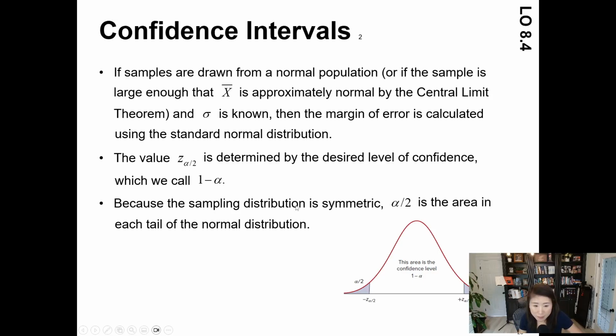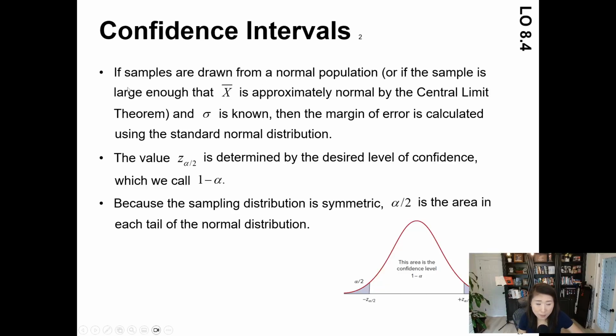Now let's explain a little bit about our z values, because in the last video we just talked about, hey, z value equals 1.64, etc. Right? We didn't explain what these z values are. So let's look at what z value we need to calculate my confidence interval.